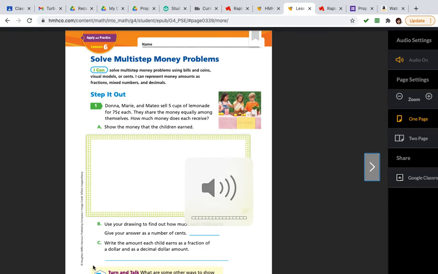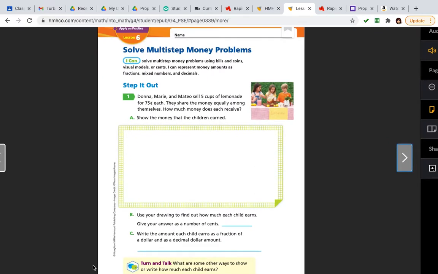Hey guys, today we are on Module 12, Lesson 6, Solve Multi-Step Money Problems. The objective today is to solve multi-step money problems using bills and coins, visual models, or cents. I can represent money amounts as fractions, mixed numbers, and decimals.